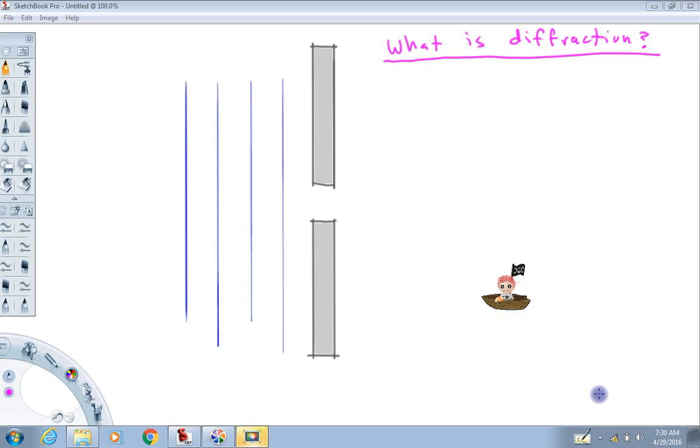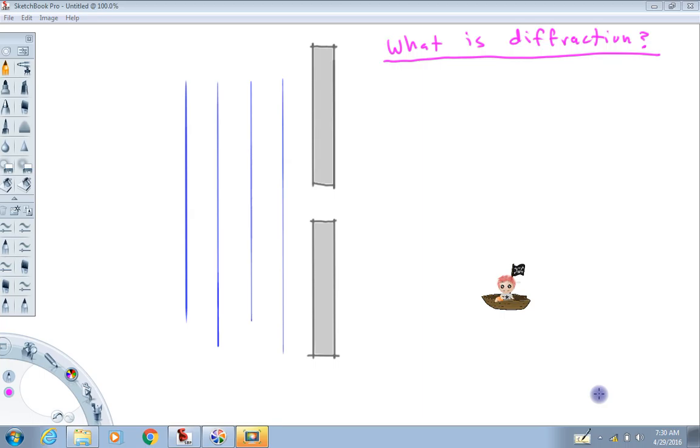The purpose of this video is to describe what diffraction is. Now let me talk a little bit first about why this is important. When light interacts with different things, there's three ways in which it can interact. And hopefully you've seen some of my previous videos.